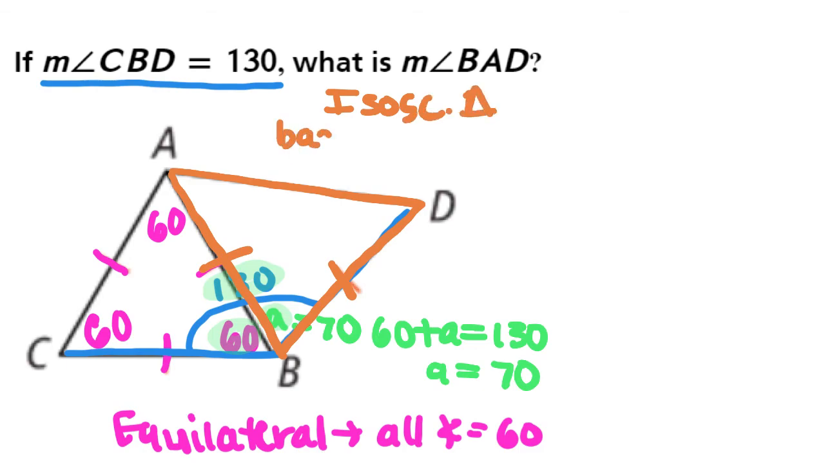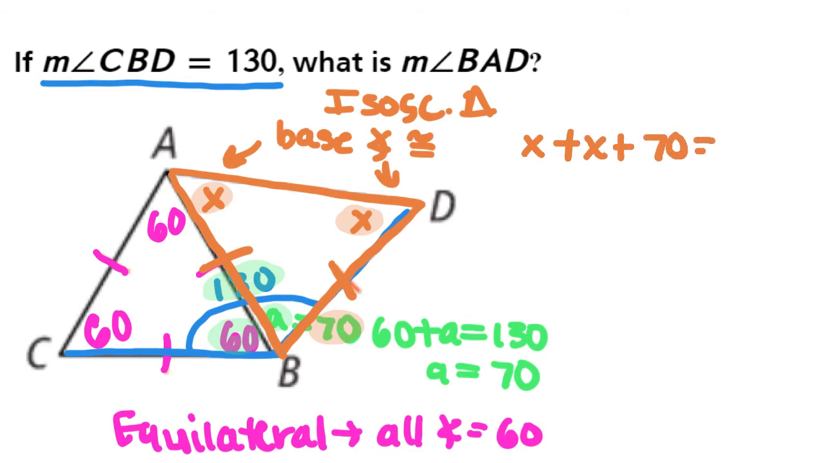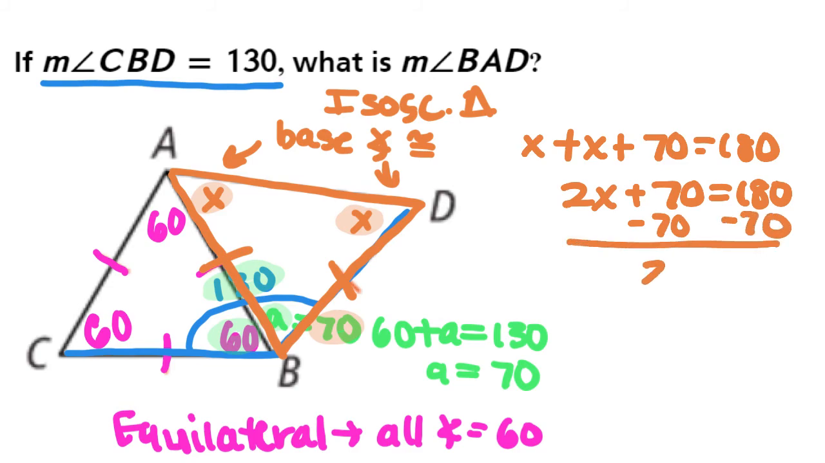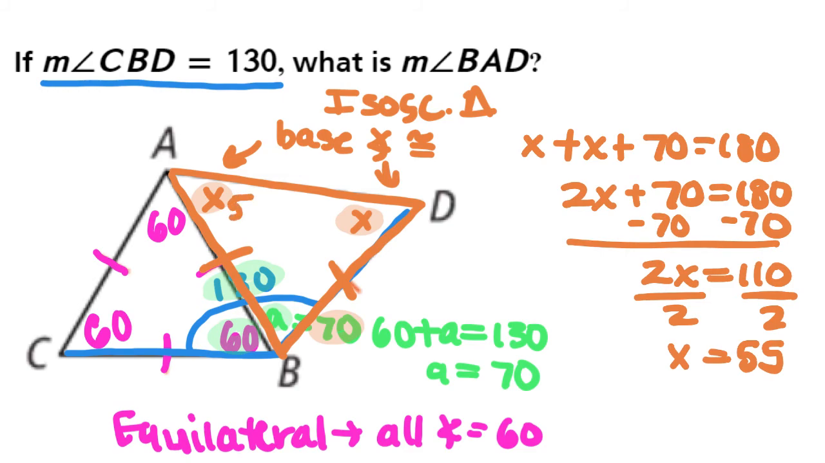So we can say that the base angles are congruent. So if I call both of these angles x, I know that my angles of this triangle are 60, x, and this angle is 70. So I could say that x plus x plus 70 is 180. So 2x plus 70 is 180. Subtract the 70, so you get 2x is 110. And divide by 2 to get x is equal to 55. So I know this is 55 and this is 55.